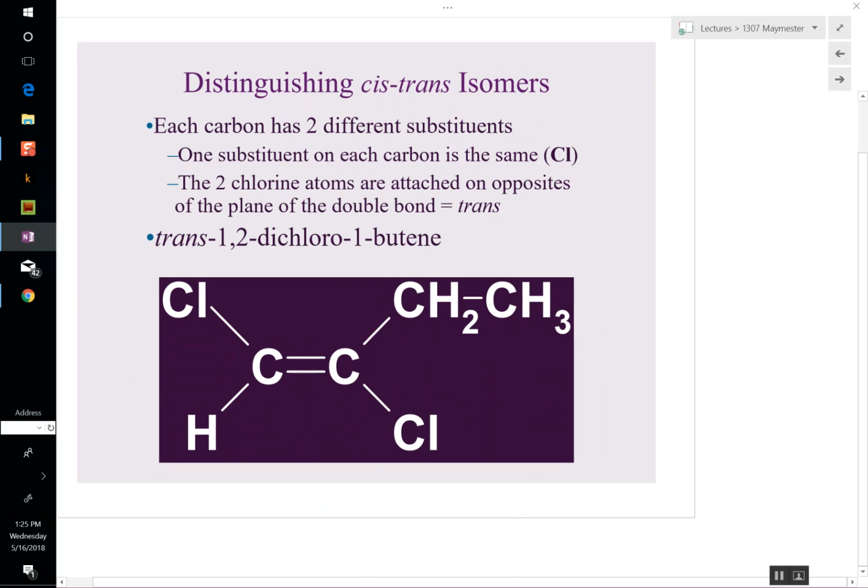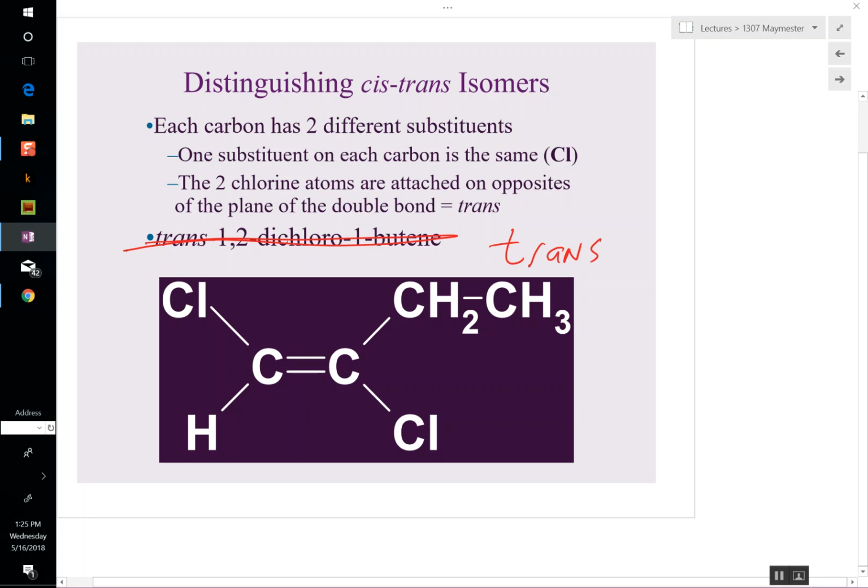Okay, now look over here. Here's a molecule. We got chlorines here. Does that have 2 different things on it? Yes. Does that have 2 different things on it? Yes. Do these two have something that's the same? Yes. And they are on the opposite side. So this is trans. Let's go ahead and name this one. This one is going to be trans. Ignore that up there.